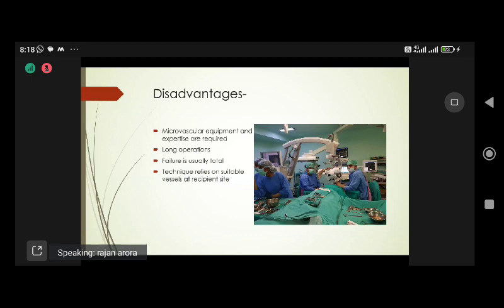Disadvantages are that it requires microvascular equipment and expertise, trained staff, surgeons, and nurses. Duration is very long. Failure is usually total, and the technique relies on suitable vessels at the recipient site.